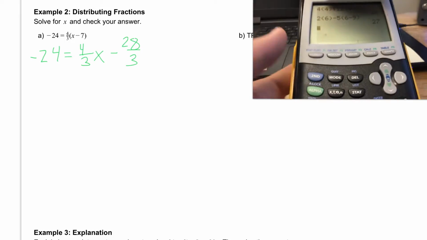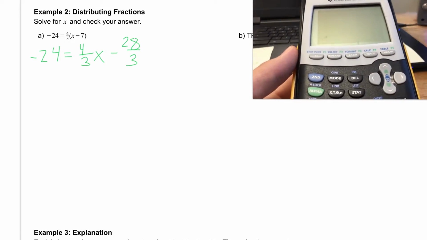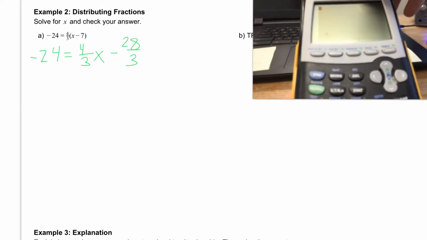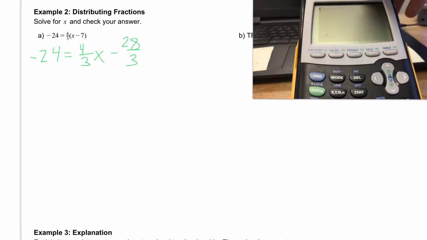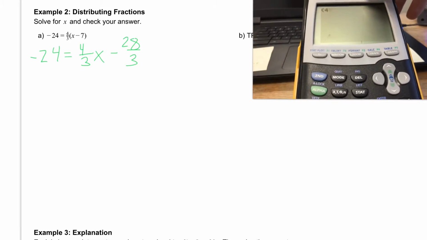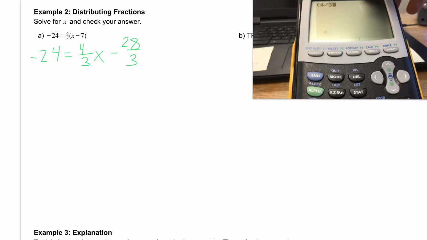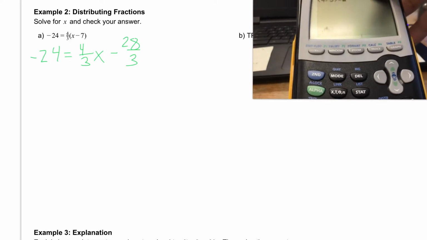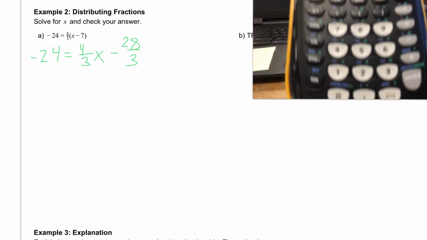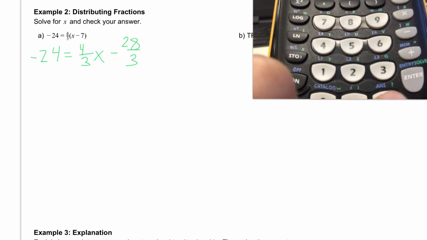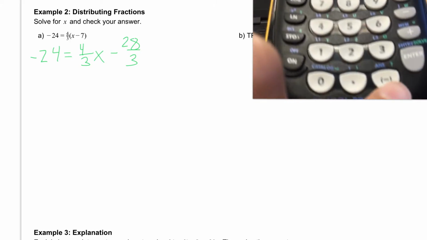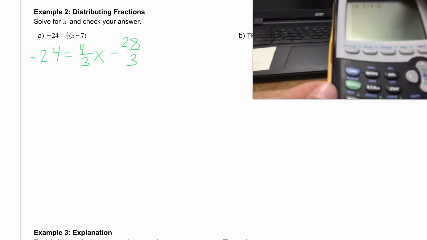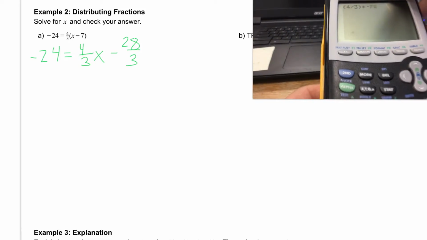I'm going to show you how you would plug that in on your calculator. So if we plug it in, we'd have 4/3. Now your fractions are going to go in parentheses with a division sign. So 4 divided by 3, close that parenthesis, and then we're multiplying by a negative. I'm going to pick the calculator up for a second. Your negative sign is right here. That's subtraction. This sign right here is your negative sign. So we're going to hit the negative sign and then 7.